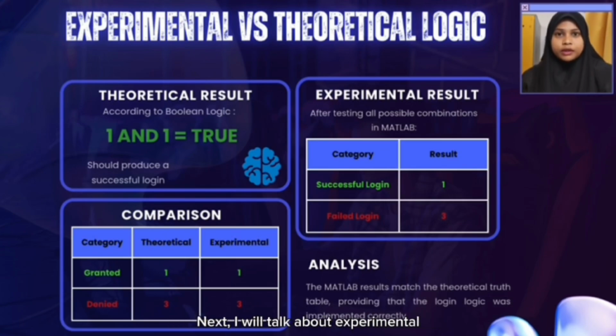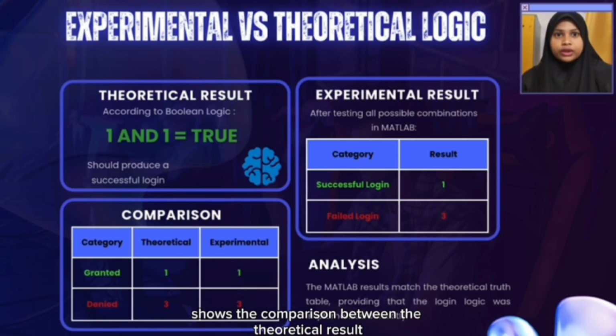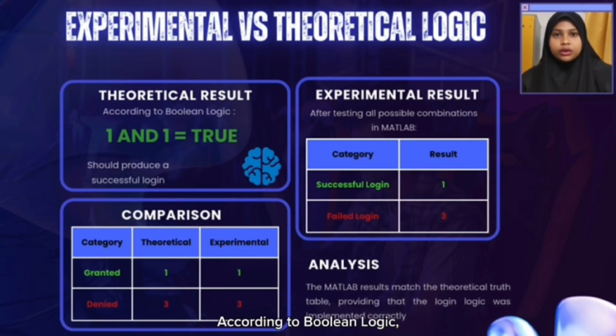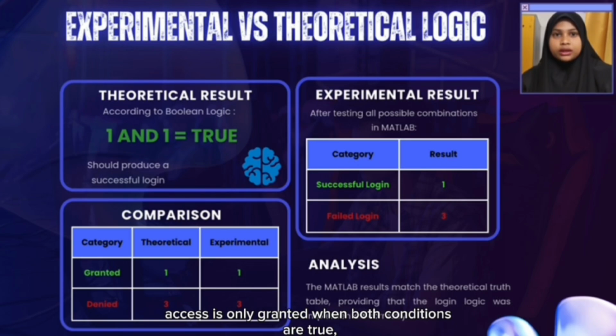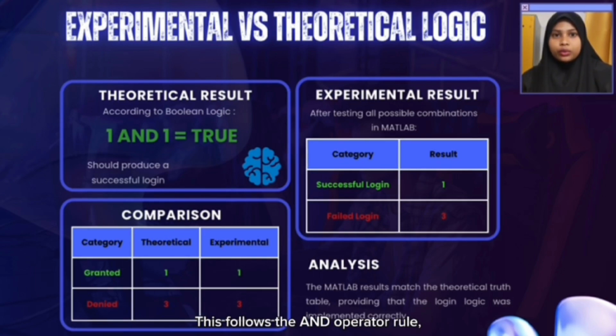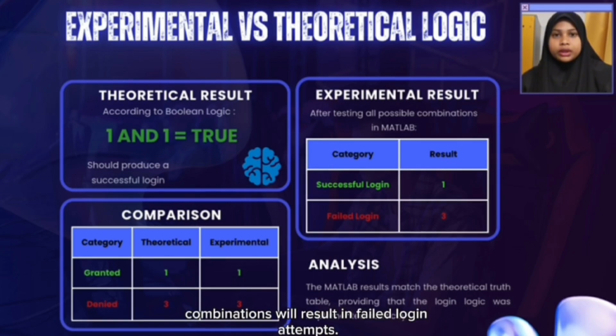Next, I will talk about experimental process and theoretical logic. This slide shows the comparison between the theoretical result and the experimental result. According to Boolean logic, access is only granted when both conditions are true, which means the username and password must be correct. This follows the AND operator rule where 1 and 1 equal 1. Based on the truth table, there is only one successful login combination, while the other 3 combinations will result in failed login attempts.